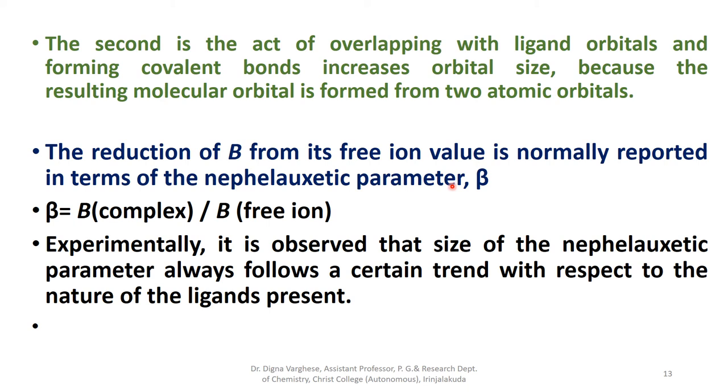The reduction of B from its free ion value is normally reported in terms of the nephelauxetic parameter beta. Beta is calculated by the equation beta is equal to B complex divided by B free ion. B means the interelectronic repulsion term. Experimentally, it is observed that the size of the nephelauxetic parameter always follows a certain trend with respect to the nature of the ligands present.